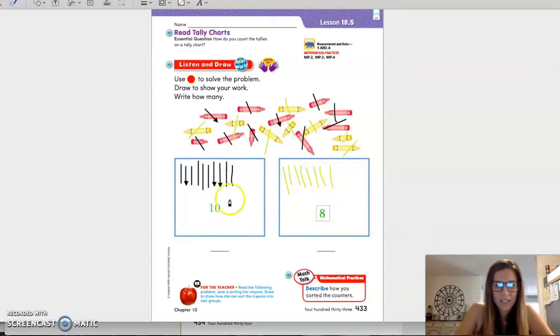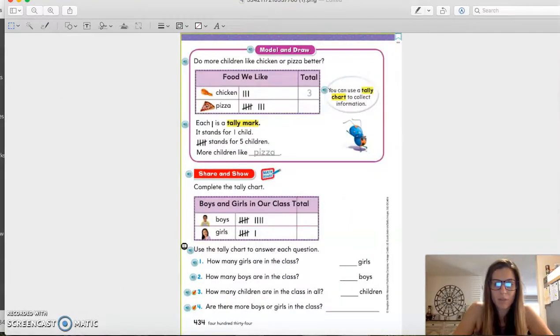And as you can see, I have sorted these into counting. I've kind of used like counters, and that is what a tally mark can do. So tally charts can easily help us keep track of important information. So let's take a look at the next page, page 434.